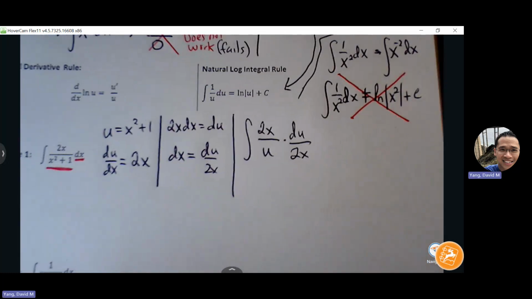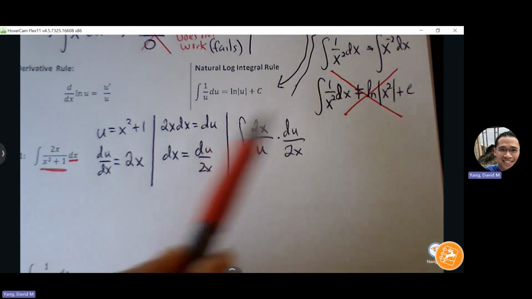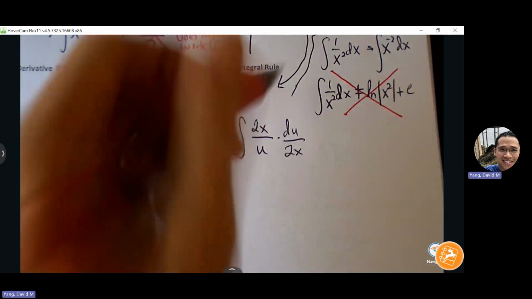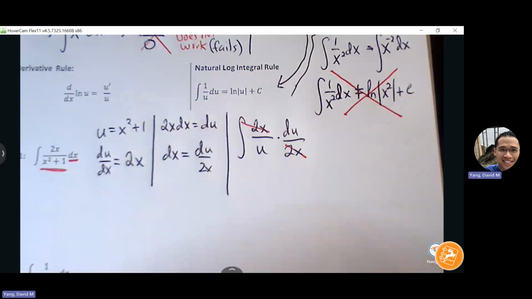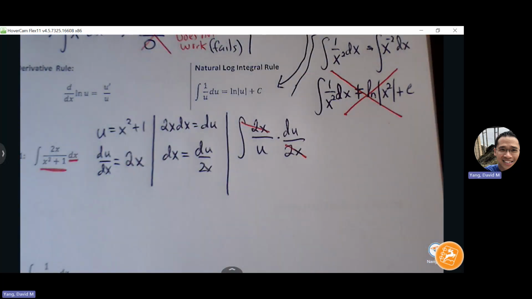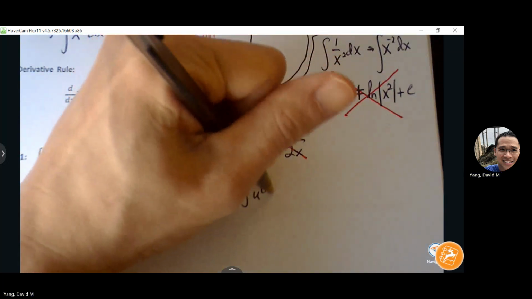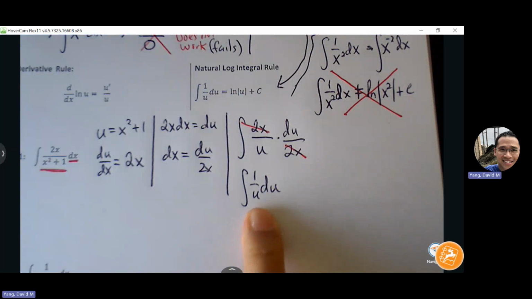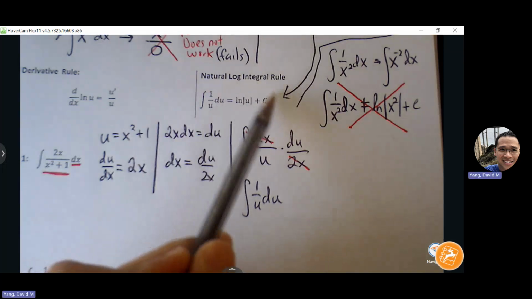All right, what happens here? Anything clean up? The important thing was the x's, right? The 2 was a bonus. It's nice that the 2 also cancels out, but it didn't have to. So then we're left with the integral of 1 over u du. Okay. Do we have a rule for this? Yeah. Natural log absolute value of u, right?